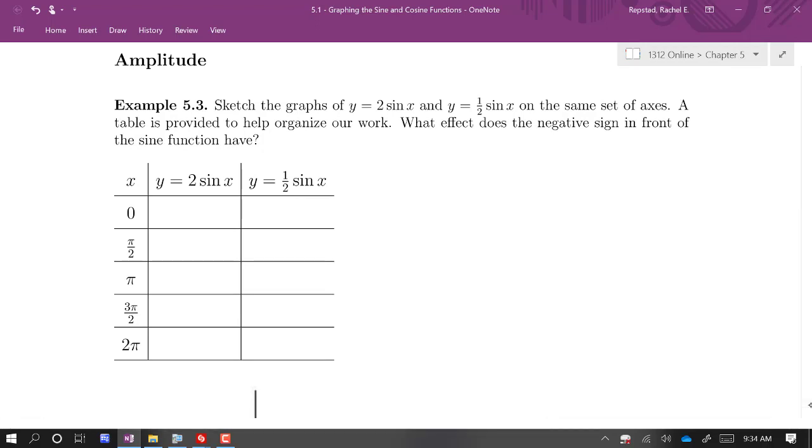And you might find it helpful to be able to refer back to the unit circle, but sine of 0 is 0. So 2 times sine of 0 is still 0. Sine of pi over 2 is 1. So 2 times sine of pi over 2 is 2. Sine of pi is 0. So 2 times that is still 0. Sine of 3 pi over 2 is -1. So if I multiply that by 2, I get -2. And sine of 2 pi is 0. So 2 times that is still 0.